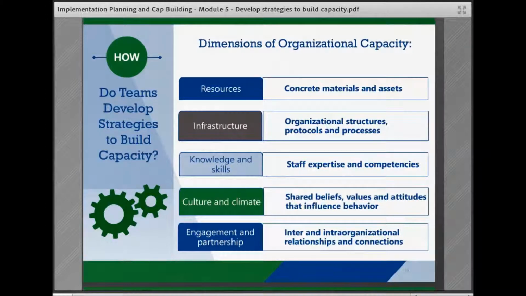It's important to note that not every team will need strategies in every area. Not all strategies are appropriate for all circumstances, and selected strategies should be tailored to an agency's specific context and needs. Let's spend a few minutes looking at some examples of strategies in each of these.